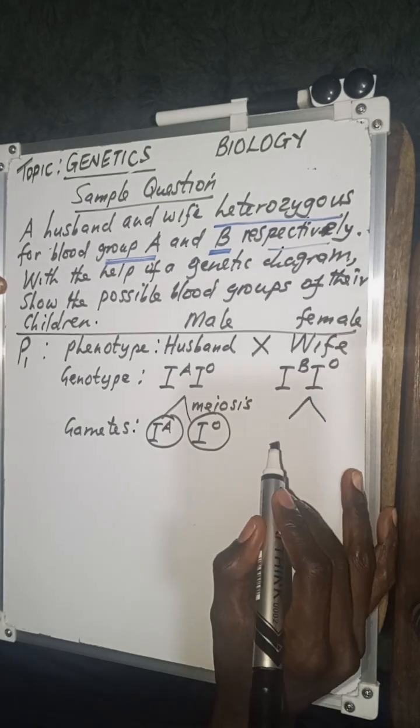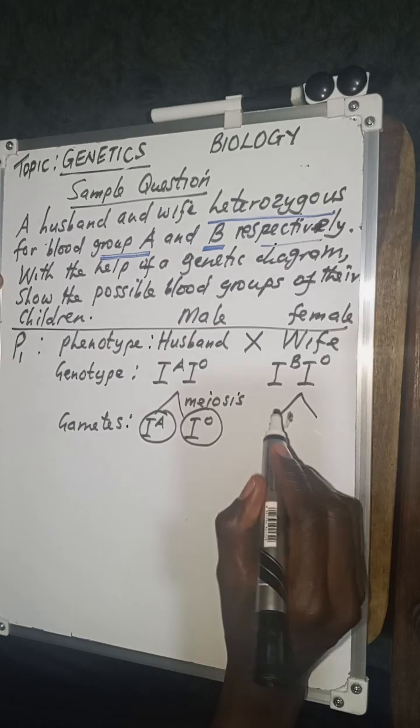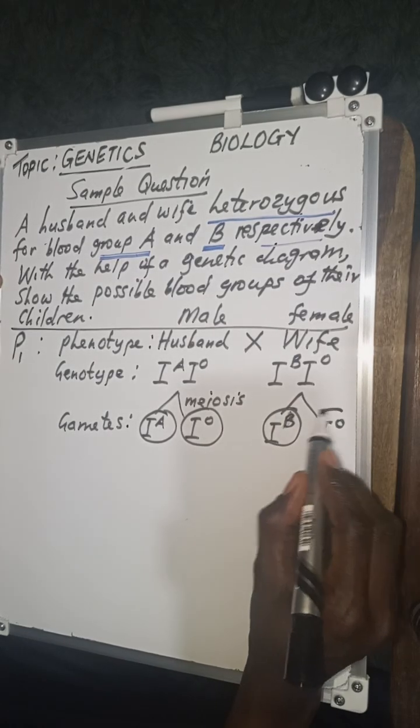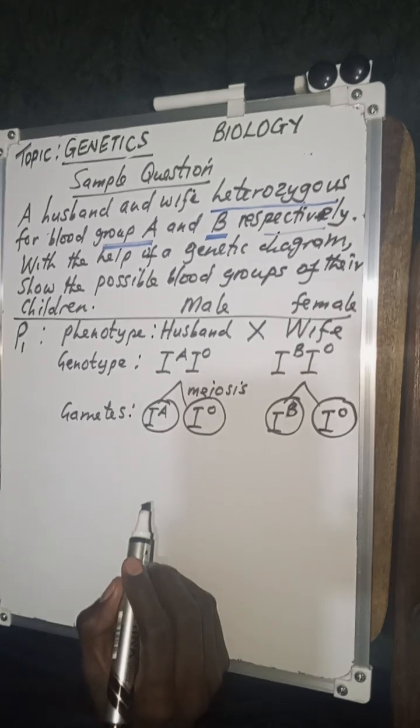Again, these will separate in like manner. So you are going to have allele B. I'll circle it, and you're going to have allele O. I'll circle it. I love to show them that way because they have actually separated.